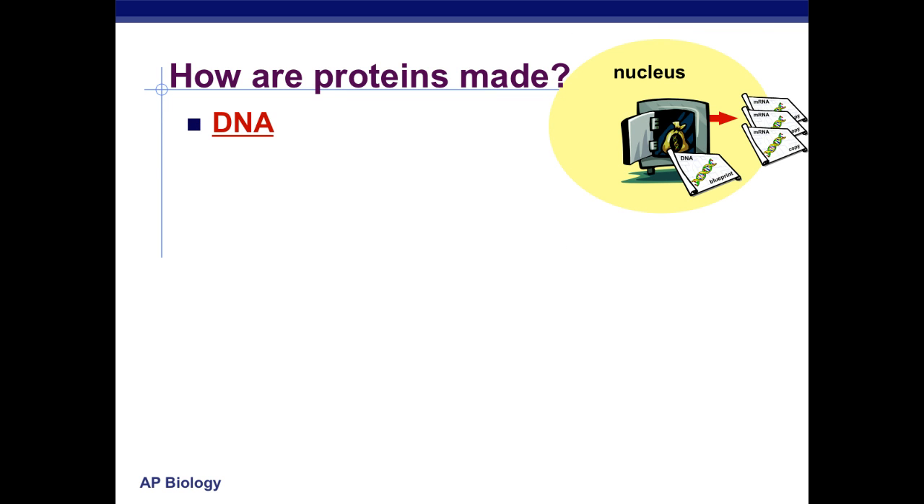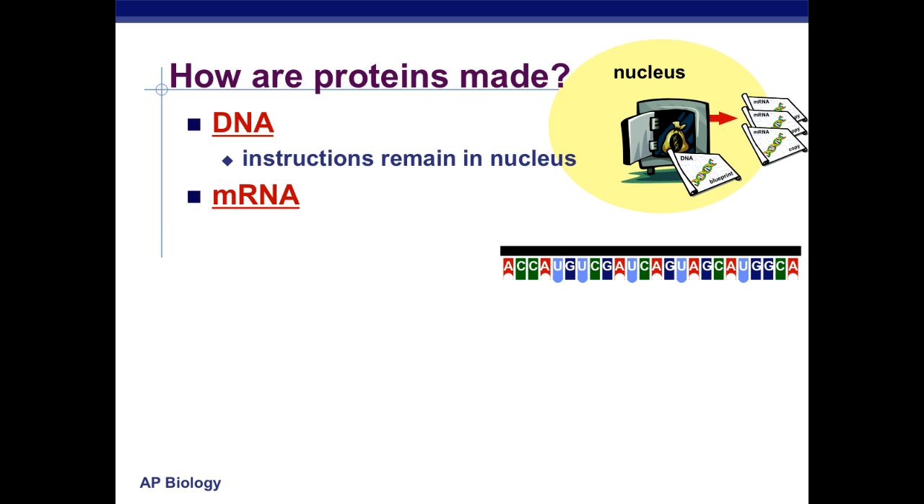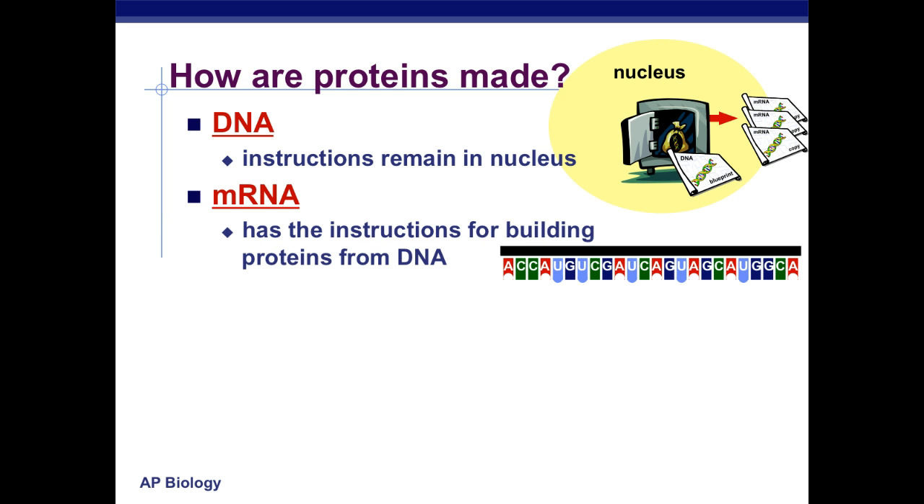So how are proteins made? We start off with DNA that's in the nucleus. The information in the DNA in the nucleus is the instructions. We have our mRNA, which has the instructions for building the proteins from the DNA. As we know, the mRNA that comes from the nucleus to the cytoplasm has been spliced and gotten rid of the introns, so now it's all just the exons. So there's no junk. There's no junk in the mRNA sequence.